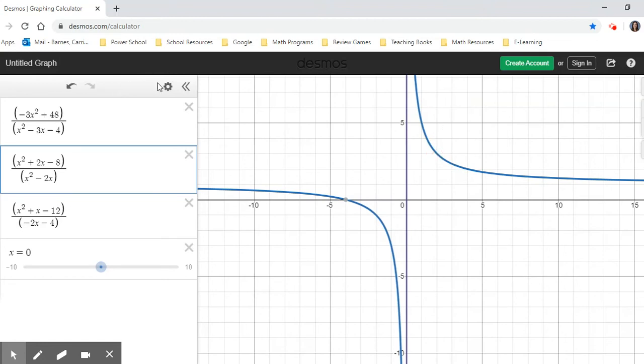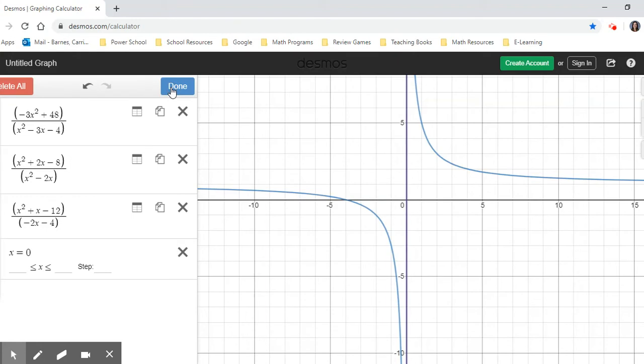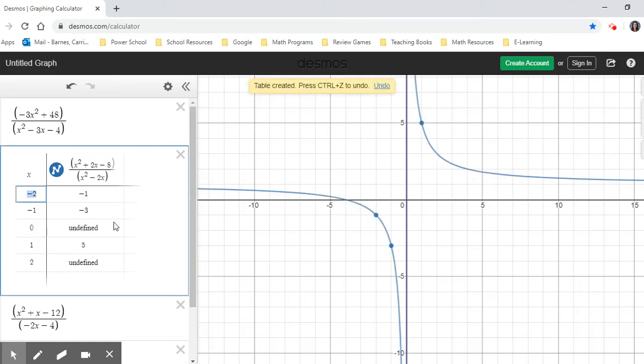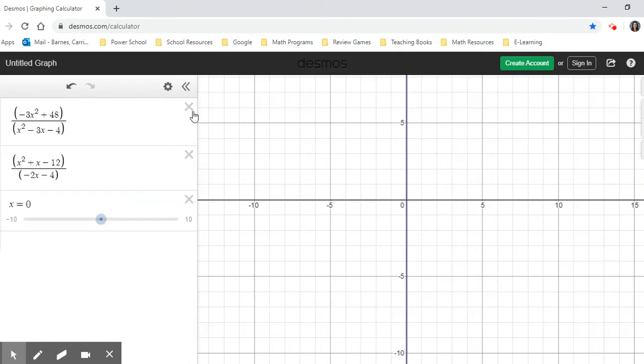Oh, and let me show you on the table as well. At 2, it should say undefined, and it should also say undefined at 0. So here, if I click on the table, at 0, it's undefined. That's your vertical asymptote. And at 2, it's undefined. So these are your discontinuities. Here's your vertical asymptote, and here's your hole. So let's do example number 3, and we'll be done.